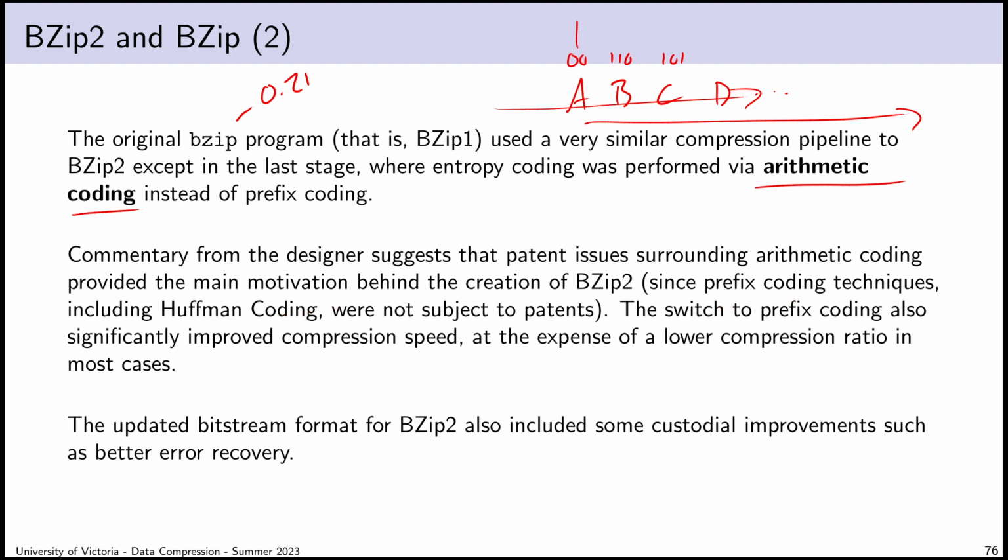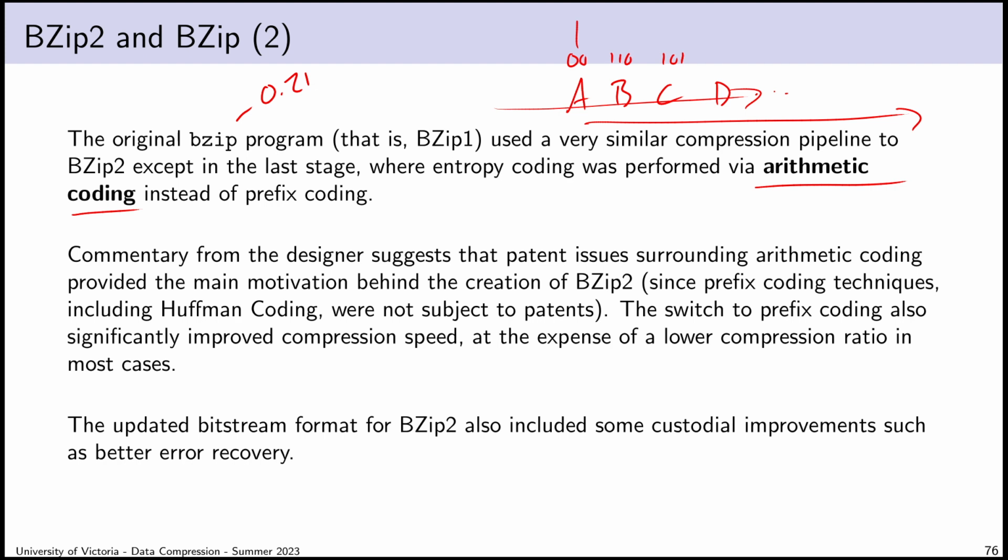Now, switching over to prefix coding also had the benefit of improving the speed of compression, because as I said, prefix coding is pretty fast. And take my word for it, it turns out arithmetic coding is generally quite a bit slower. Now, the problem is arithmetic coding can generally achieve a better compression ratio. So by switching over, the compressor was faster, which may have helped it gain widespread adoption, but it wasn't as good at compression as it would have been with arithmetic coding.